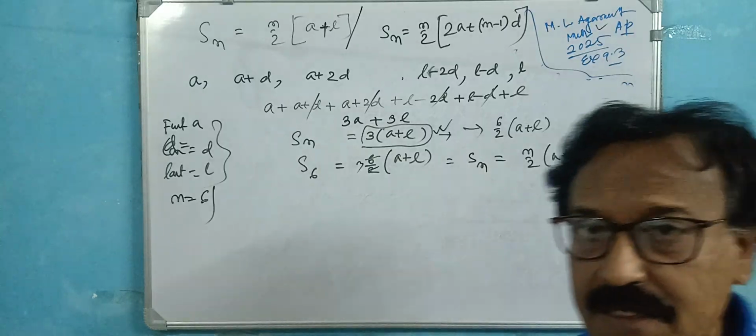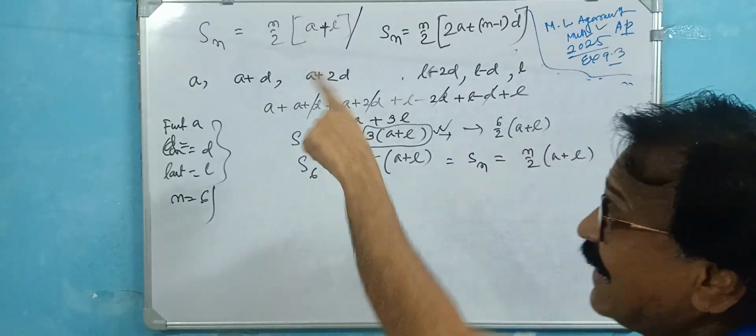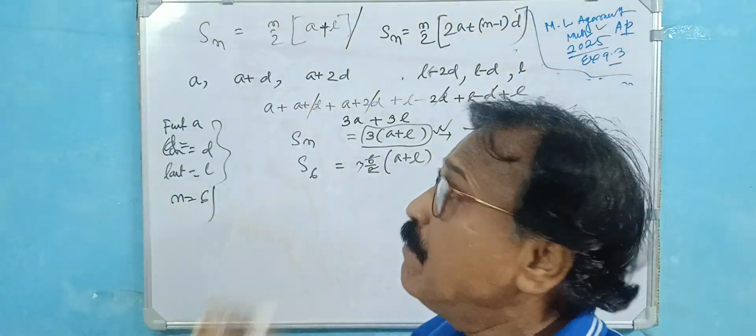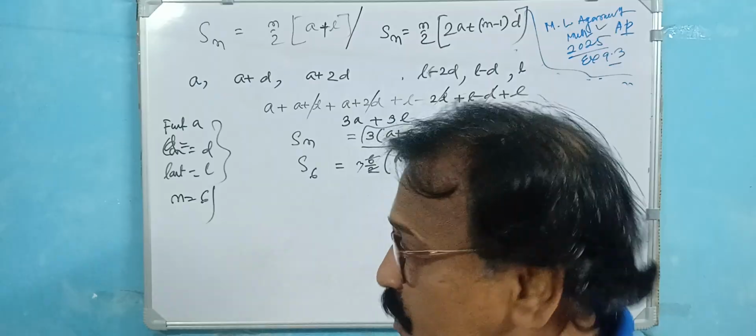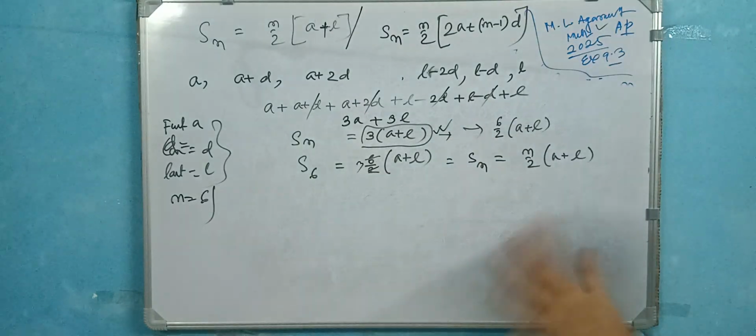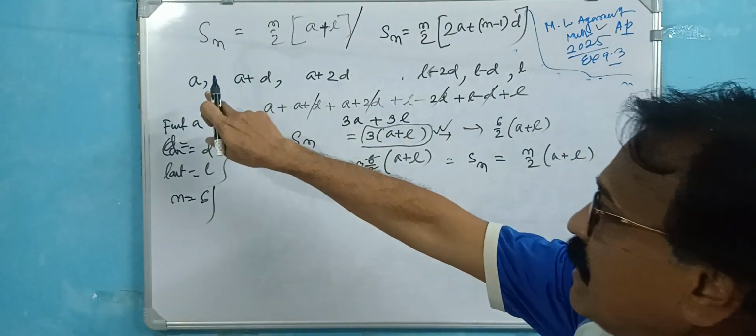Can I explain the matter? It's clear. Why do we take Sn is equal to n by 2 (a plus l)? In the case of the book, this is the Sn proof. I will show that too, but first a small example.